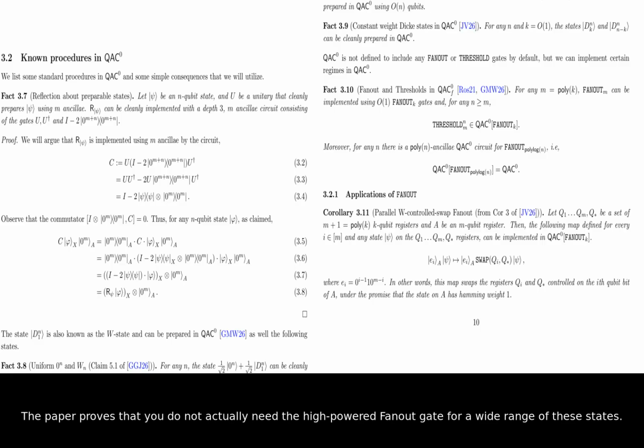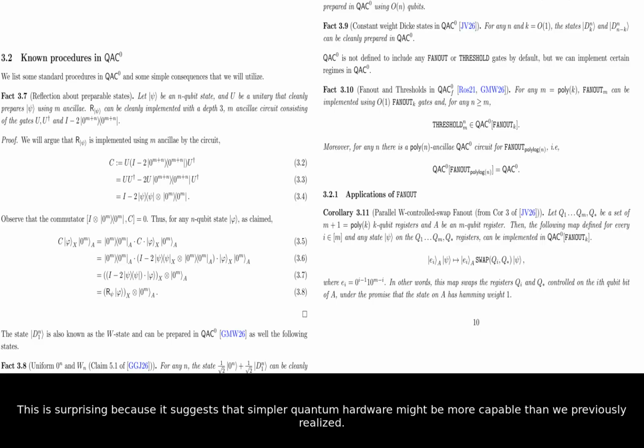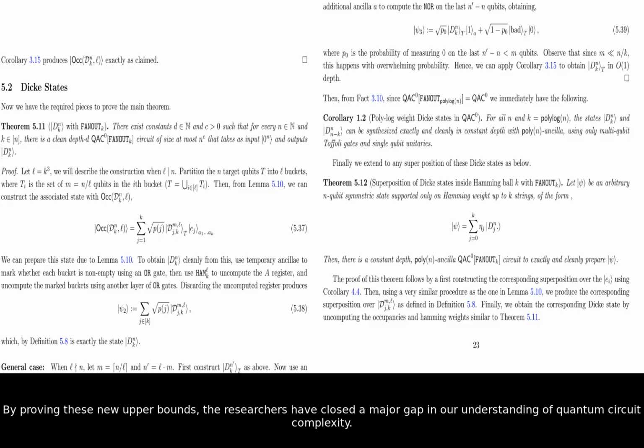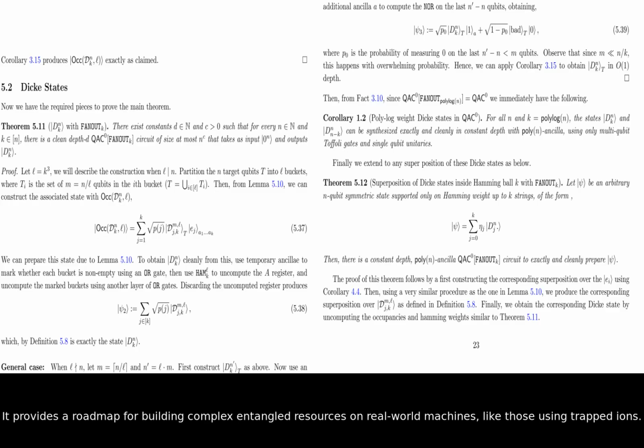The paper proves that you do not actually need the high-powered fan-out gate for a wide range of these states. This is surprising because it suggests that simpler quantum hardware might be more capable than we previously realized. By proving these new upper bounds, the researchers have closed a major gap in our understanding of quantum circuit complexity. It provides a roadmap for building complex, entangled resources on real-world machines, like those using trapped ions.